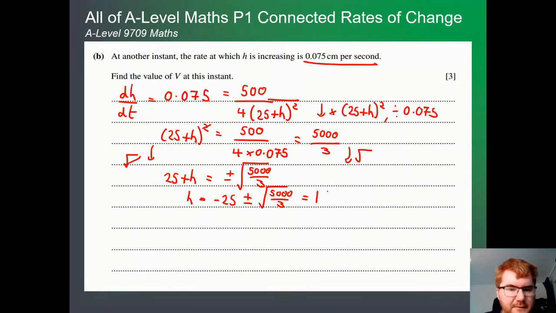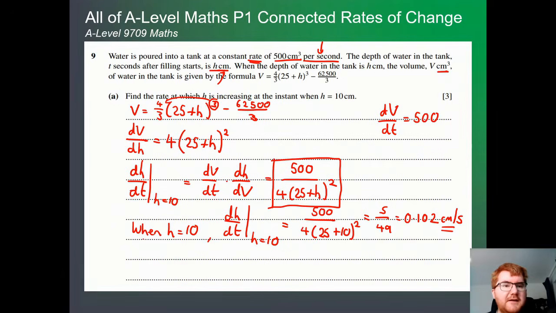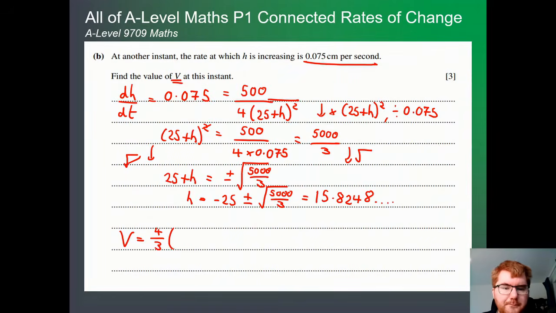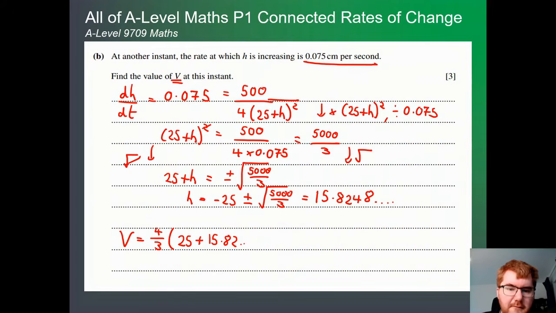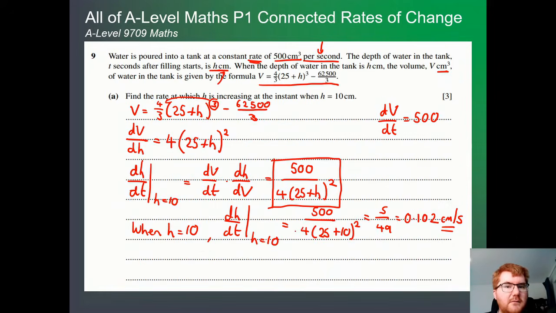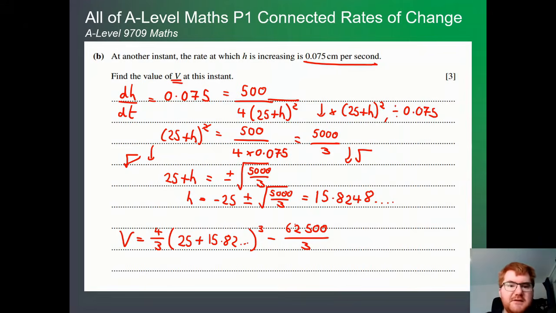And that gives us 15.8248. Again, I'm not going to round this straight away because we want to work out the value of v, the volume here. So to work out the volume, we go right back to our first function here. So we want 4/3, 25 plus this 15.8 that we worked out before, cubed, minus 62,500 over 3. Double check everything is there. Okay, so I will pop this into my calculator.